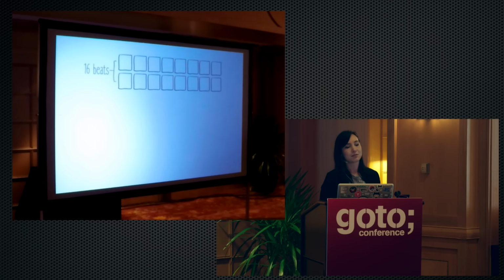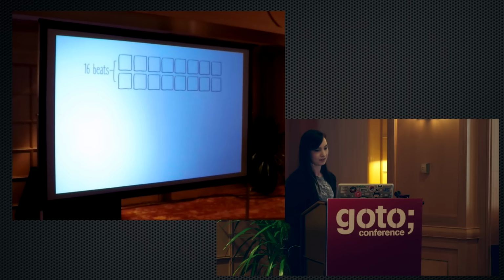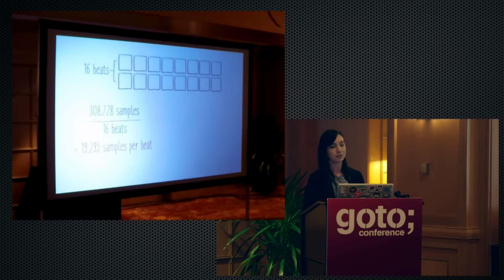Let's take something pretty standard. Let's have 16 beats. We want to deal with one block of data per beat, right? So we want 16 blocks of data to represent this song. What if we took our 308,000 samples and divided that by 16? We end up with 19,295 samples per beat. That's still a problem, right? We haven't done anything really to reduce it.